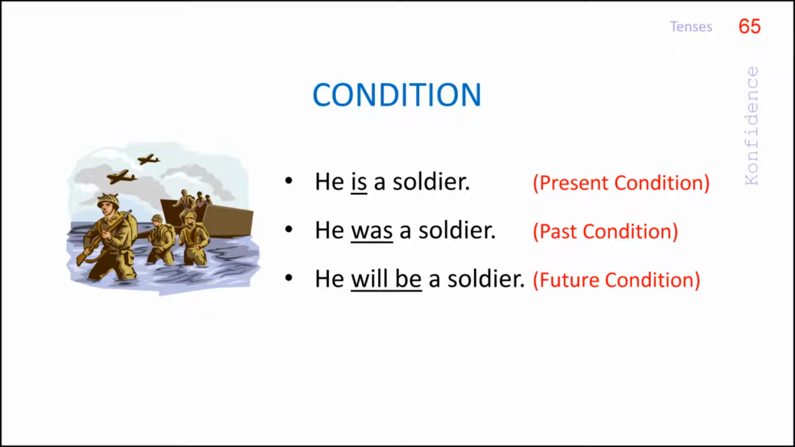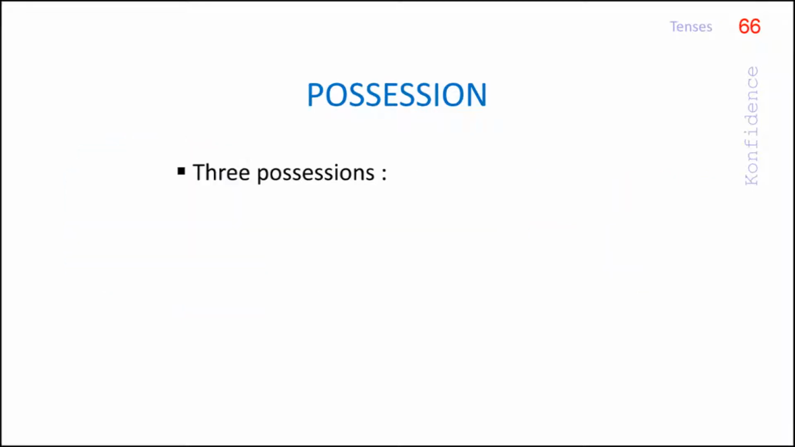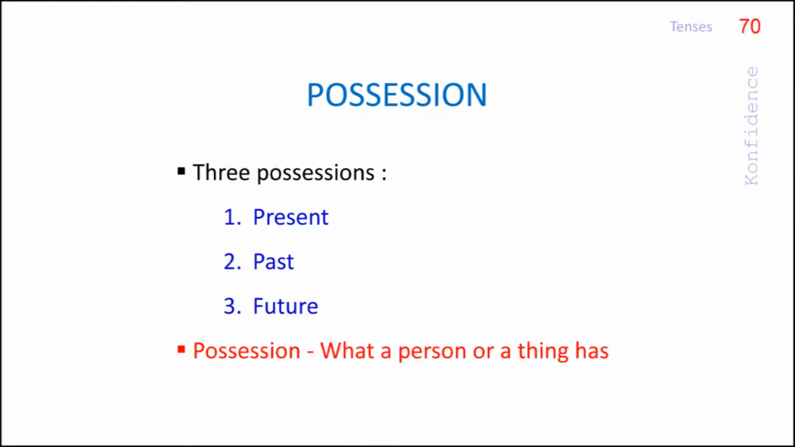In the third sentence, he will be a soldier. The person he neither was nor is a soldier. But in future, he will become a soldier. Like condition, possession also can be expressed only in three ways: present, past, and future.